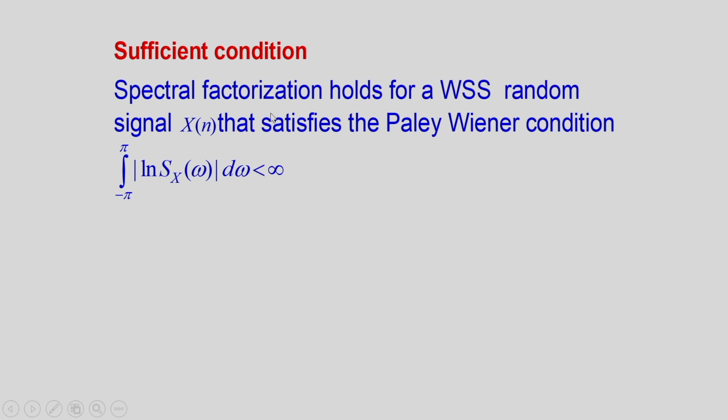So that way we saw the necessary and sufficient condition. Spectral factorization holds for a WSS random signal Xn that satisfies the Paley-Wiener condition. What is that? The integration of the absolute value of Sx omega d omega from minus pi to pi is finite, less than infinity. If this condition is satisfied, then we can apply the spectral factorization theorem.